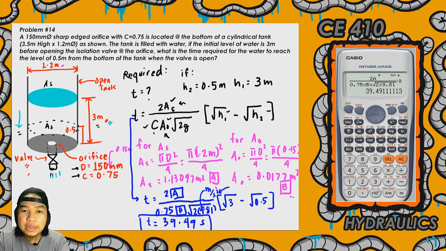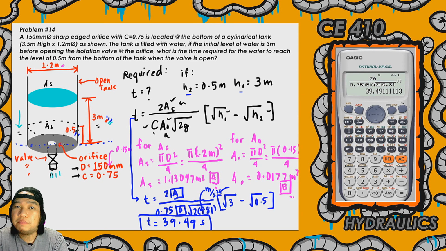Wag na rin kayo malilito kung paano ba pumili ng h sub 1 and h sub 2. So, ang reference lagi natin ay yung location ng orifice. Yun yung magsisilbing datum line natin. So, in this case, kung ito yung datum line natin, nag-start tayo sa 3 and nag-end up tayo sa 0.5 meters.